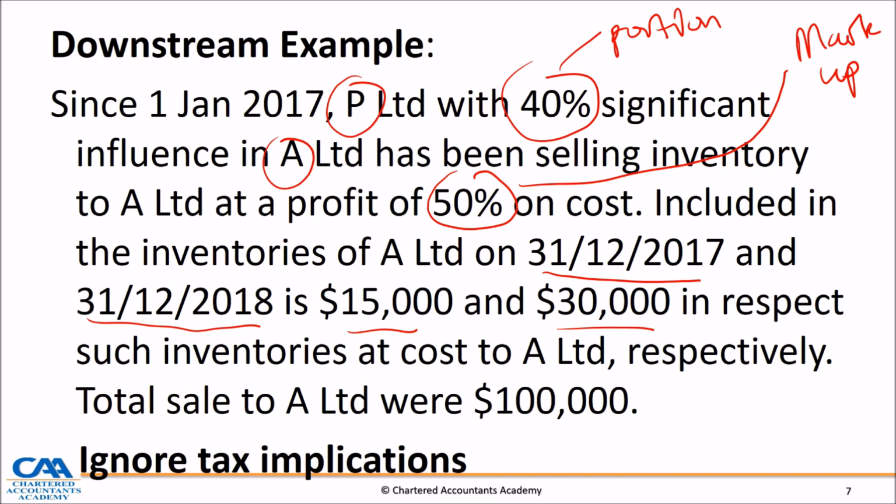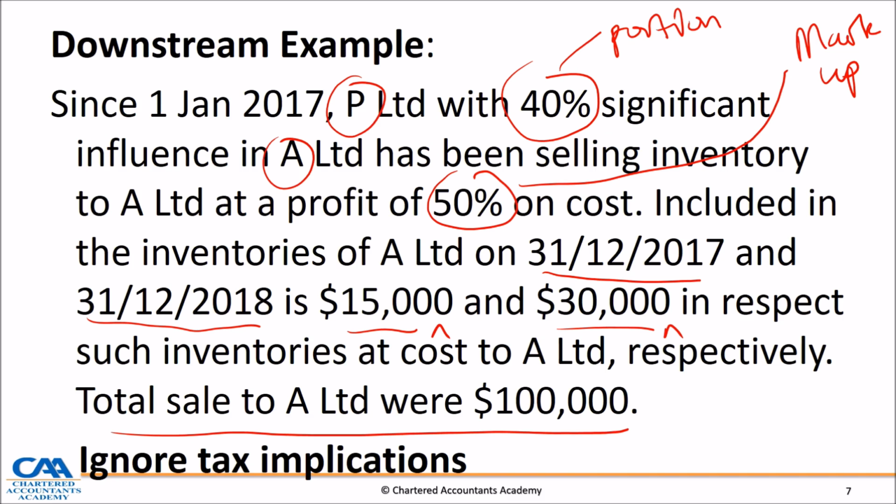When they made a profit, the profit which they have in their books is only supposed to be recognized if that sale has gone outside the group to a third party. But we know that there are certain inventories which were sold here which are not yet to third parties, which are still within the group, and that's to an extent of 15,000 in 2017 and to an extent of 30,000 in 2018. But we are then told that the total sales to A Limited for the whole year amounted to 100,000. So I'll take note of those ones on the side. Please take note of these so that we discuss as we go further.